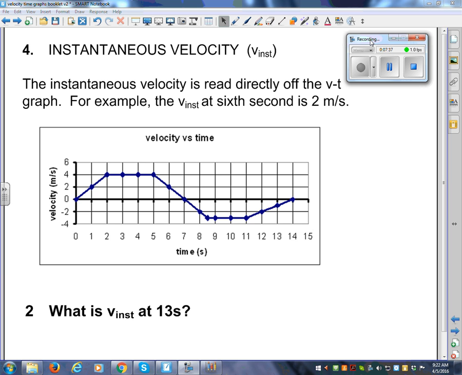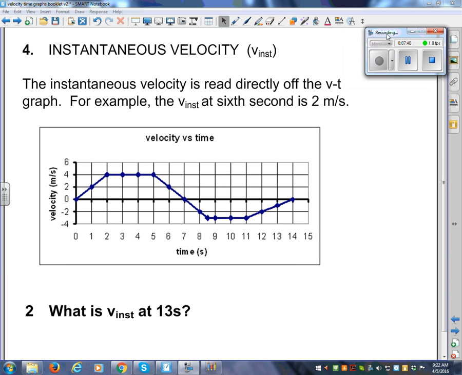So how do we find instantaneous velocity? You just read it off the graph. It's a graph of velocities. You read velocities off a velocity time graph. For example, v_inst at the 6th second, right here, 6 seconds, you read it off the graph. The velocity is 2. You read it off the graph.